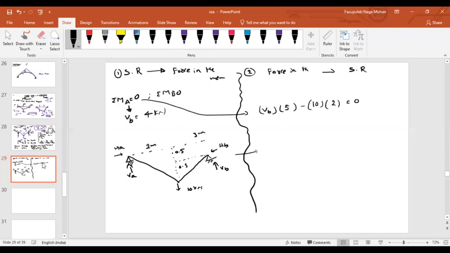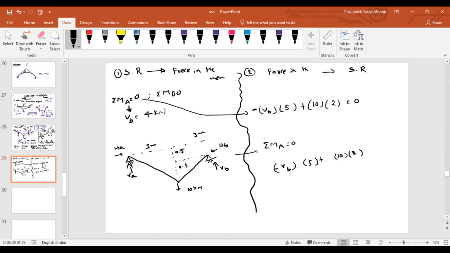Now, similarly, can you tell me what is the summation of moments equation here? What is the moment equation? Because of VB, here it is minus, here it is plus. Minus VB into 5 plus 10 into 2. Are there any other moments that will act here?